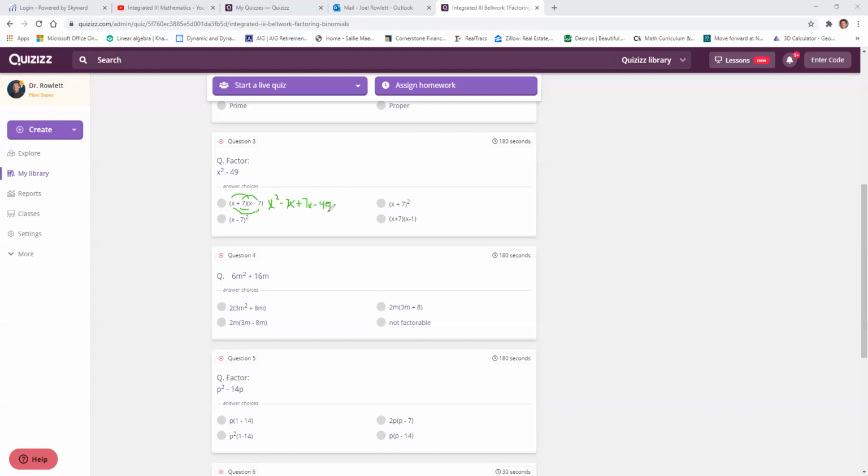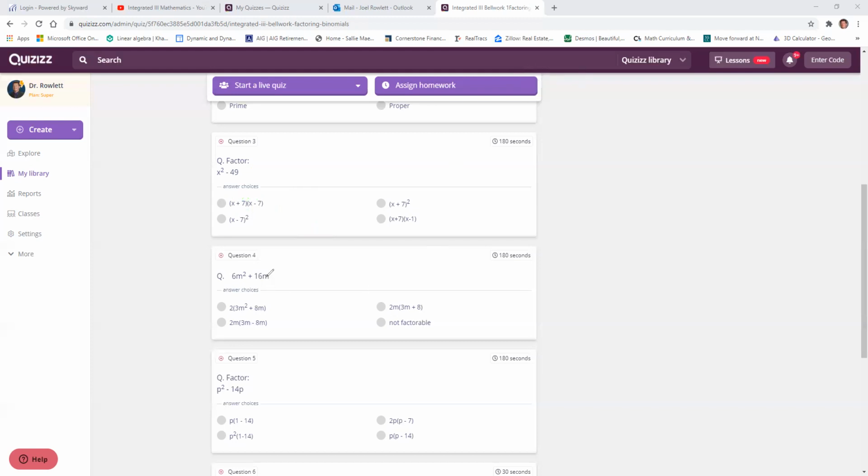Okay. Notice that the negative 7x plus 7x just becomes 0. And that leaves me x squared minus 49, which is the original problem. So we did factor it correctly. So we use FOIL in order to check our work, typically. Okay, let's take a look at number 4.